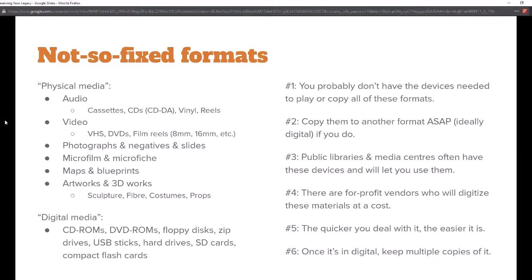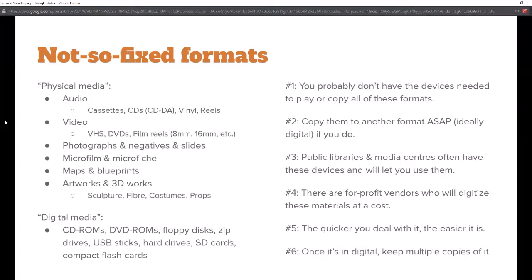Your main concern here is, especially with some of these audio and video things, you are going to hit that long tail of the physical devices you need to be able to play these things. You will be able to find, if not for-profit vendors, then even public libraries and some media centers will have that equipment for you and will be able to digitize those things for you. You can either do it yourself or for free, or you can pay a vendor to do it. There are lots in the Toronto area. You want to do it as quickly as possible. The sooner you deal with it, the easier it will be.